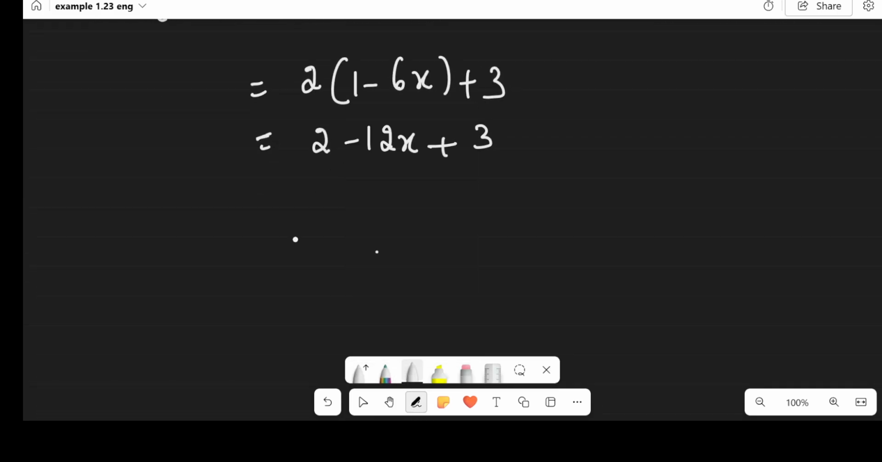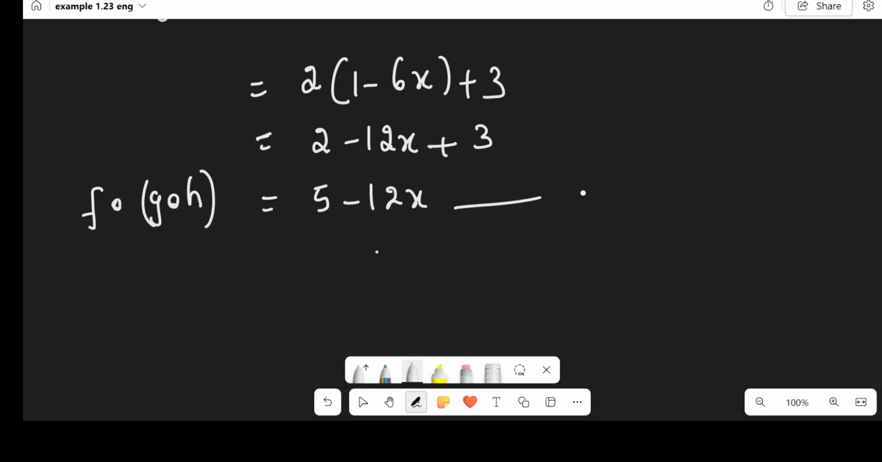What should be the next step? 2 plus 3 is 5, right? 5 minus 12x. This is the answer of f of g of h. We found the answer of LHS, left hand side. And now we'll be solving the right hand side. That is f of g of h. Okay.